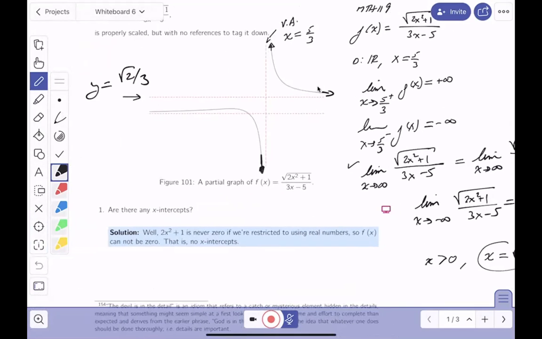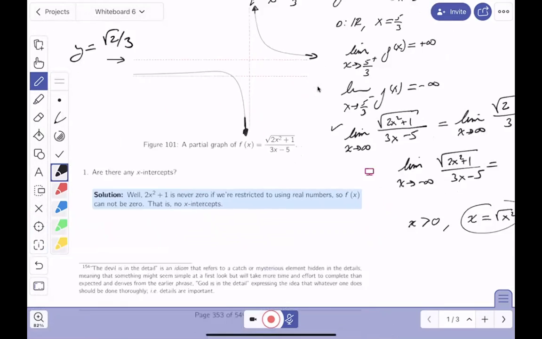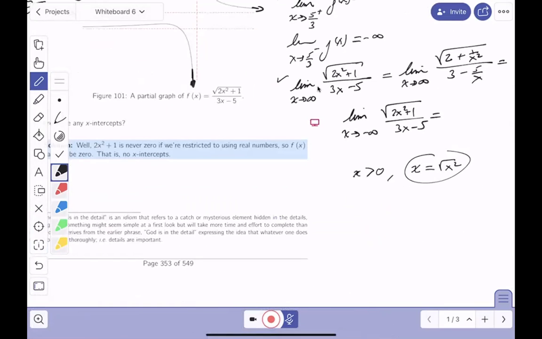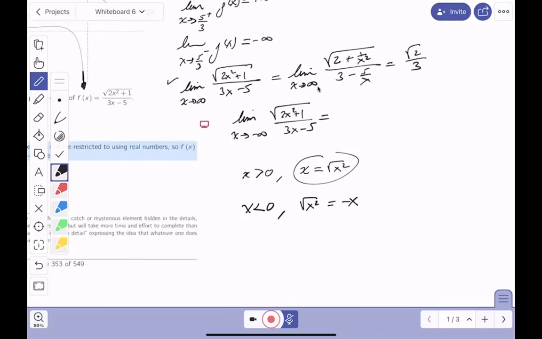All right, let's do the other one. I've got to do this now. If x is less than 0, the square root of x squared is actually going to be minus x. So let's do that one, and we're doing this one now.